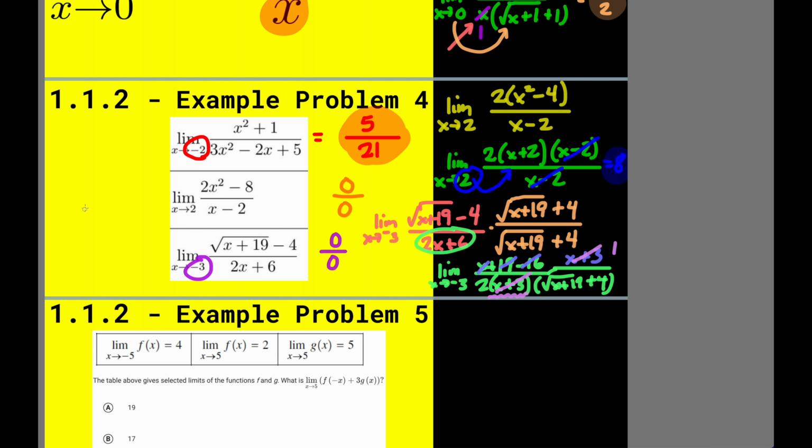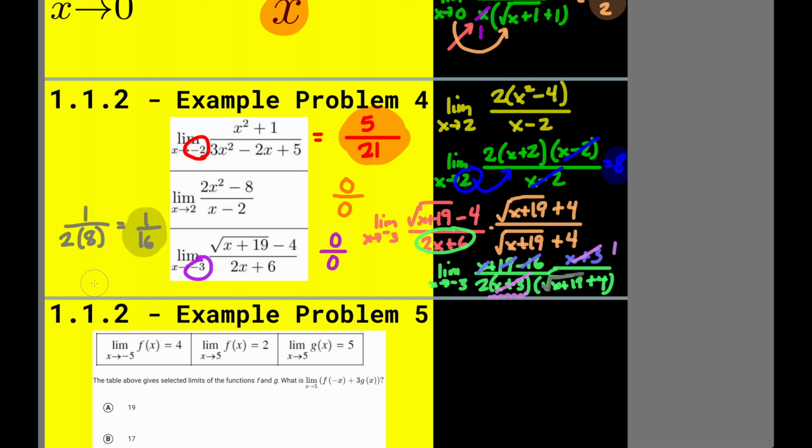So it's just going to be 1 over 2 times the square root of x plus 19 here. That's going to be the square root of 16, which is 4. 4 plus 4 is 8. So it's going to be 1 over 2 times 8. So your final answer should be 1 over 16 for that third one.